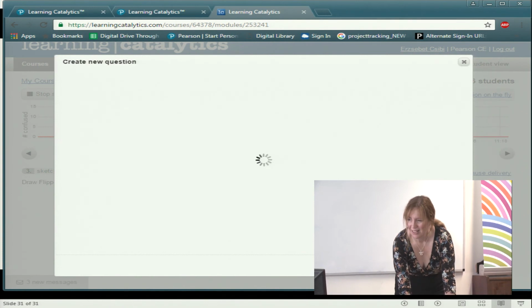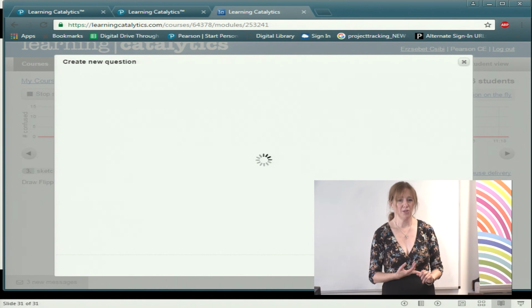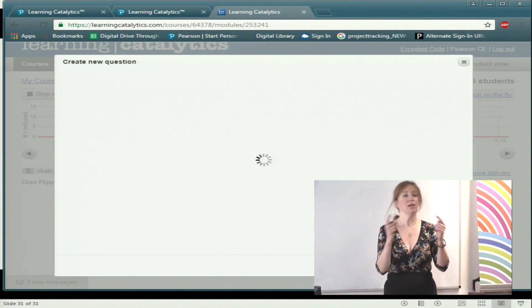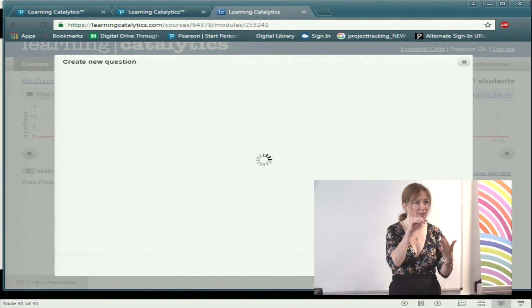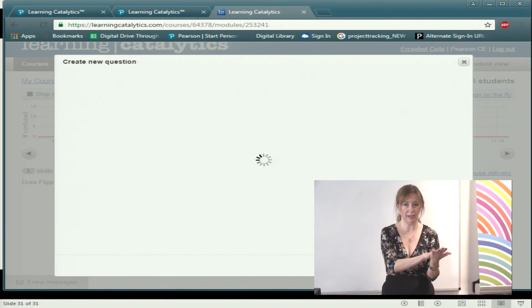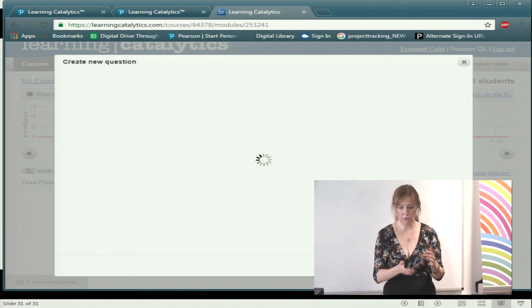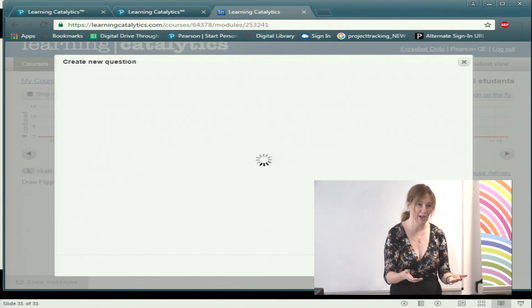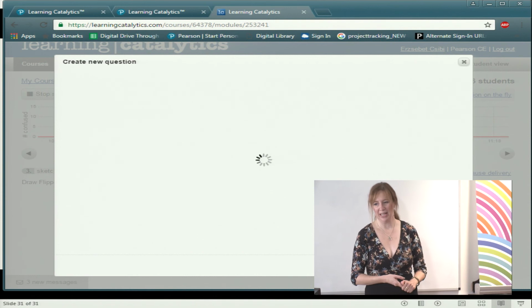You can also embed videos in it, for example. So they don't have to switch from Learning Catalytics to YouTube, but you can embed it there, and they can start watching the video from there immediately. I just didn't want to do it because I wasn't sure how the Wi-Fi works here, so probably it was a good idea not to use it.